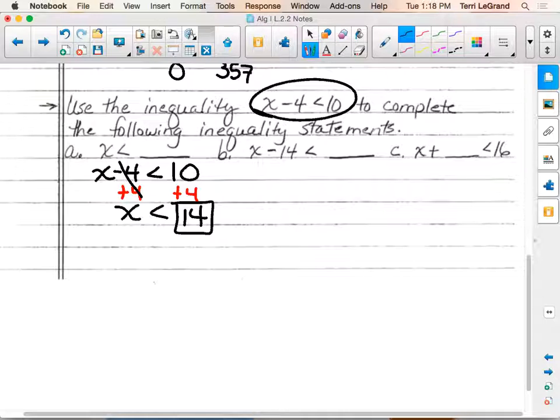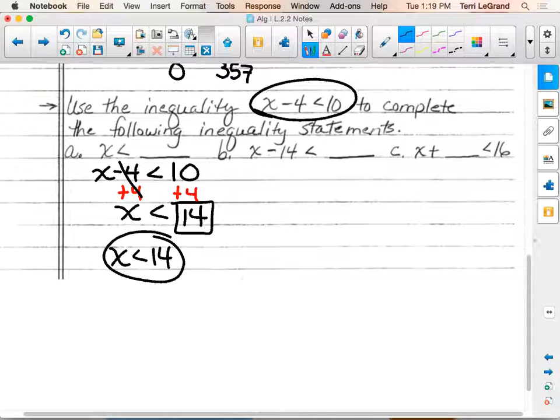Now, we have a second inequality. In other words, a new name for this one. So we now really have another inequality that we could work with if we wanted to. Okay? Because now we're going to move on to this one, and it says x minus 14 is less than something. We have to fill in the blank. So we have two options here. We could either start with x minus 4 is less than 10, that name, or we could start with the other new name that we just came up with, x is less than 14.